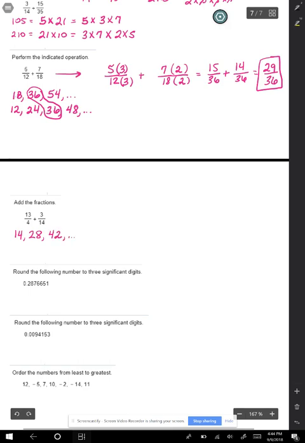And just list out several, and then go to your 4 and list several of those. So 4, 8, 12, 16, 20, 24, 28. And you're just trying to find the one that they have in common, which would be 28.